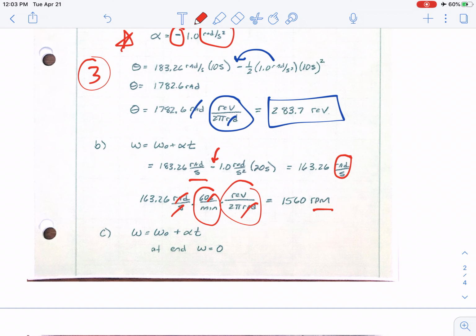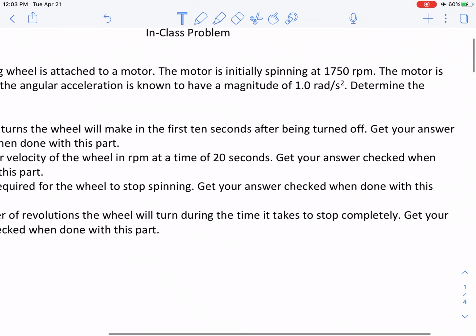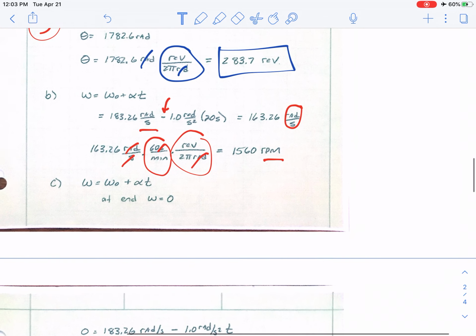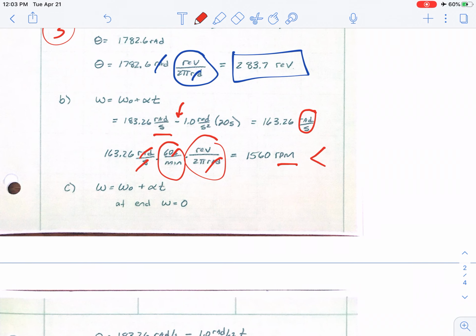And double check your answer. Does it make sense? We had, what was the number? Was it 1750? Yeah, 1750 RPM initially. After 20 seconds, I expect omega to be less, and it is less than 1750 RPM. That makes sense, right?